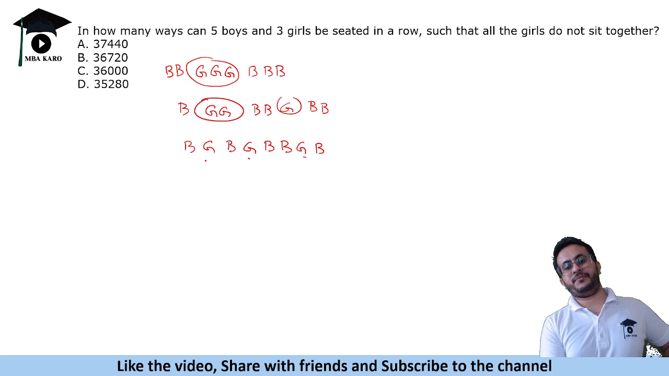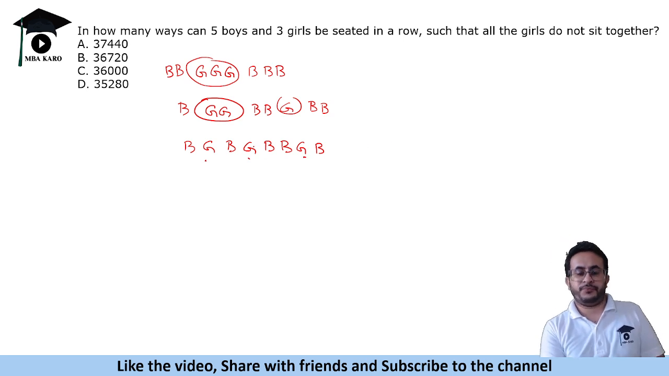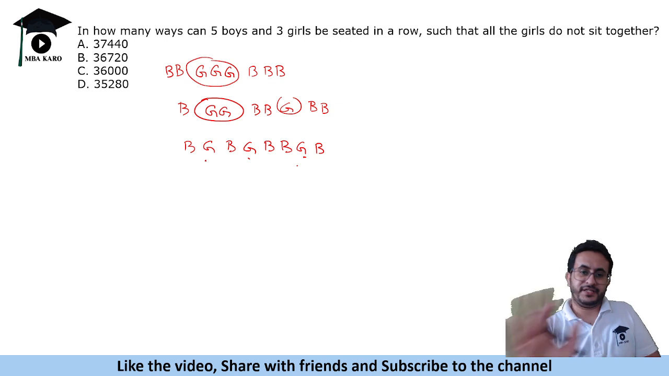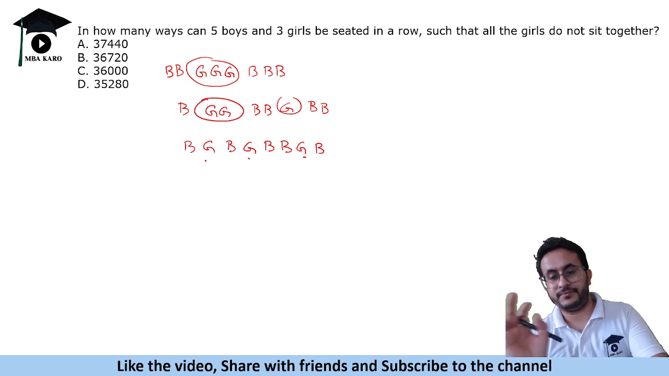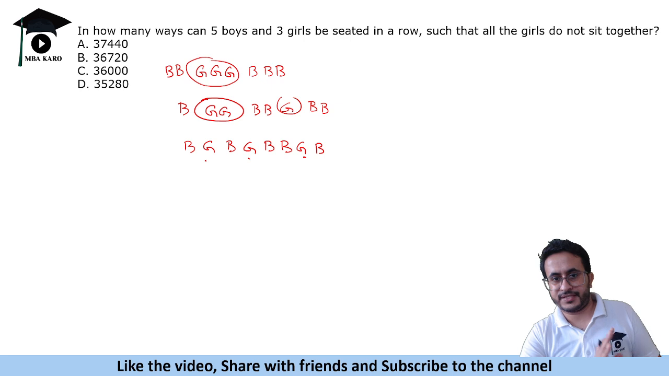Now this can be done the way we did in the previous question, where we arrange 5 boys and put girls into 3 of these slots. We can also put the girls together, make a bundle, and arrange the ways.